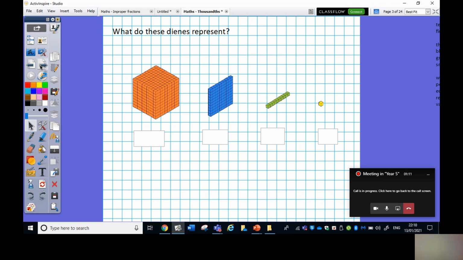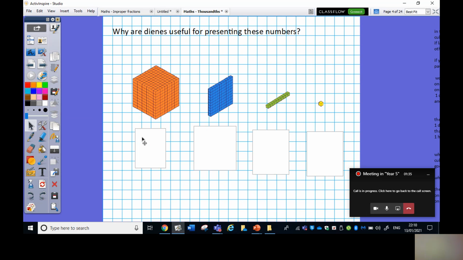What do these Dienes represent usually? Good, the big cube, usually 1,000. The flat blue, 100. Good, the stick, 10. And the teeny tiny cube, 1. That's right. So we're used to these pieces of mathematical equipment representing these values usually. However, we're saying now that the cube represents, good, 1.